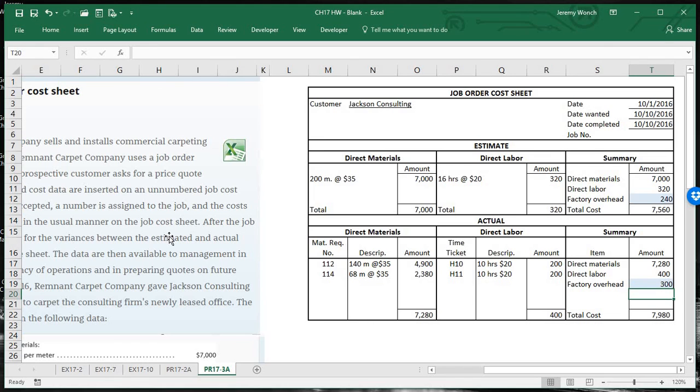So what we've done is we've taken this job, we did a quote, we did an estimate on what we thought we were going to spend, and then through actual direct material requisitions, direct labor time cards, and through a factory overhead allocation, we come up with our actual costs that we're going to allocate to this job of $7,980. So I hope these examples are helpful.